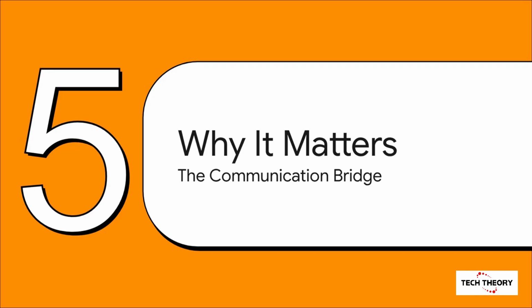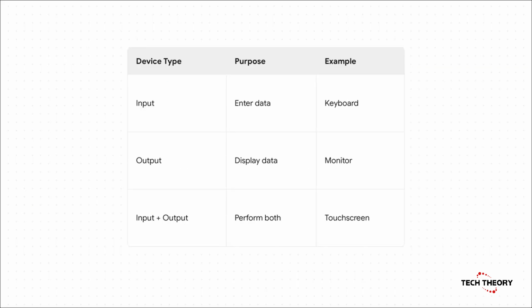So we've looked at both sides of the conversation, how we talk and how the computer talks back. But why is this whole cycle so important to understand? Because, at the end of the day, these devices form an absolutely critical bridge. So let's just do a super quick recap. You have input devices. Their job is to get data in. Think of a keyboard. You have output devices. Their job is to show you the result, like a monitor. And then you have those awesome combo devices that do both jobs at once, like a touchscreen.